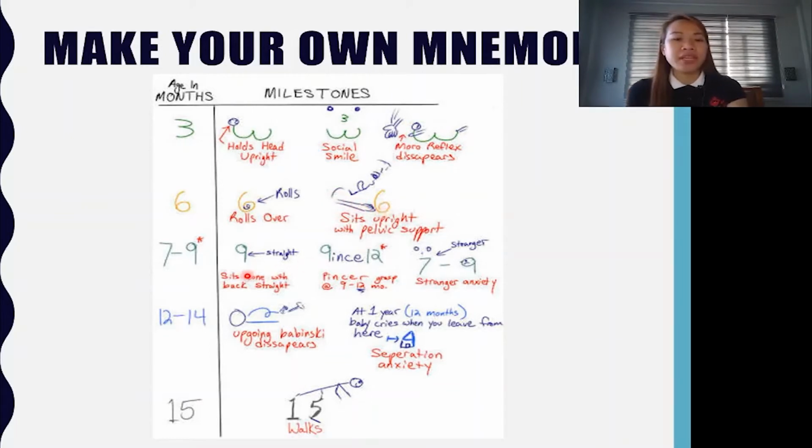At 7 to 9 months, again, they sit alone with the back straight. So yan, 9. And then 9, parang letter P na pabaliktad, kaya pincer. So pincer grasp is from 9 to 12 months. 9, and then pincer. Now, stranger anxiety, 7. Ayan, parang nag-drawing sila ng number 7 na may eyes. So, they look like a stranger. So, nagkakaroon siya ng anxiety.